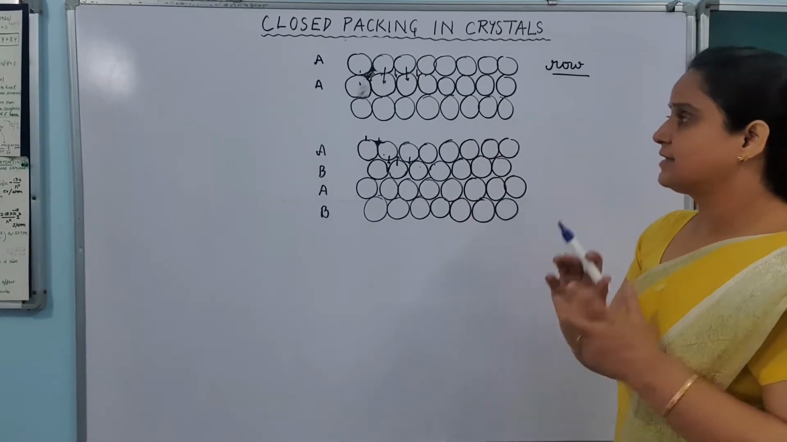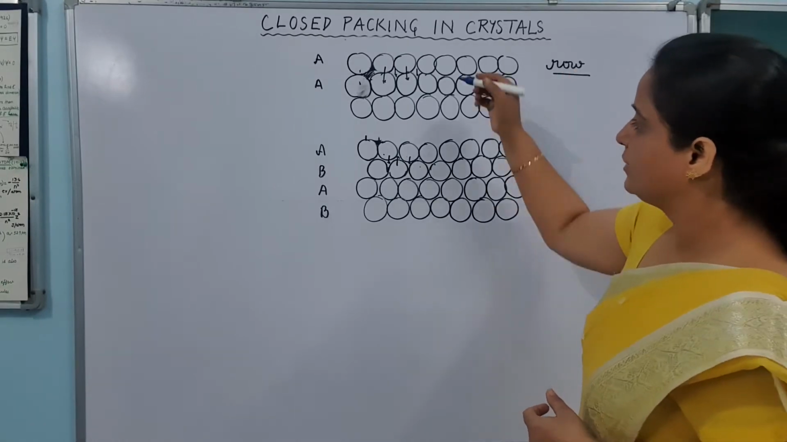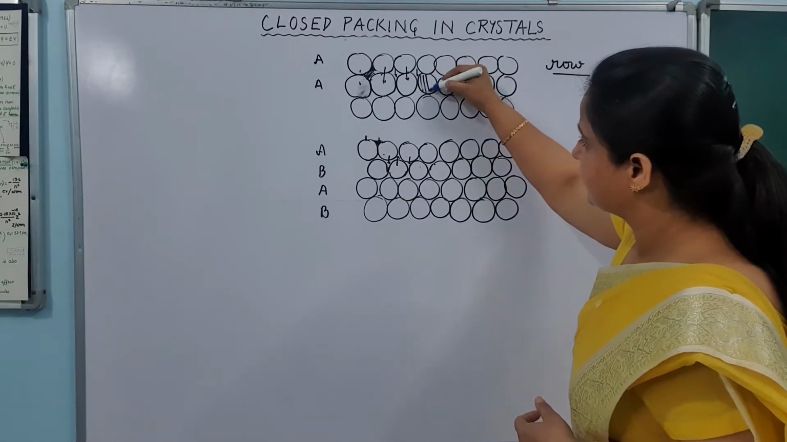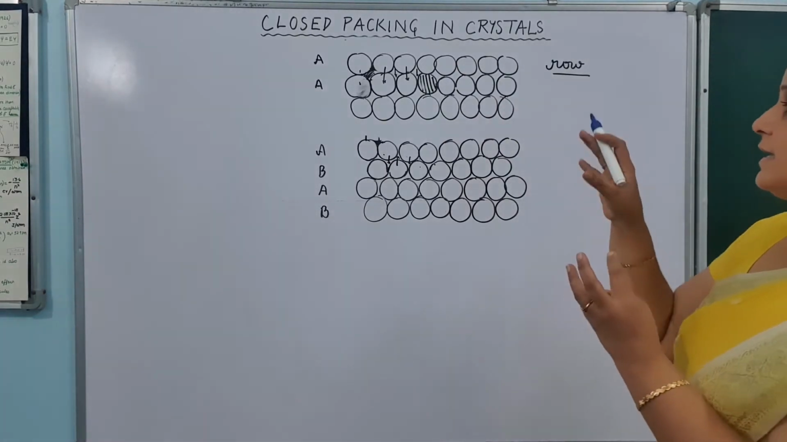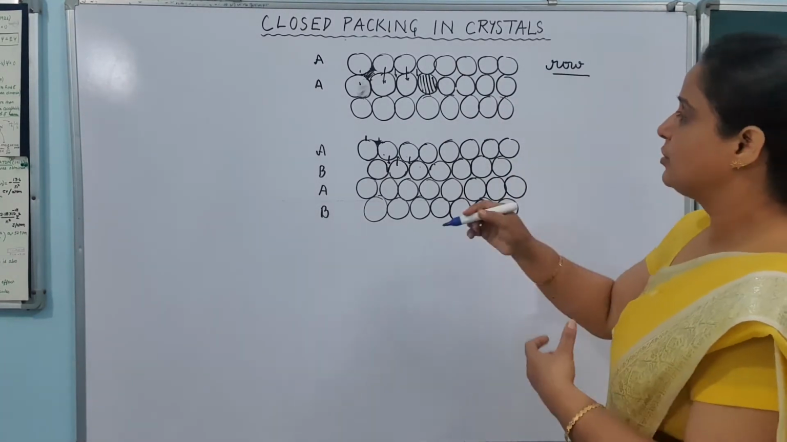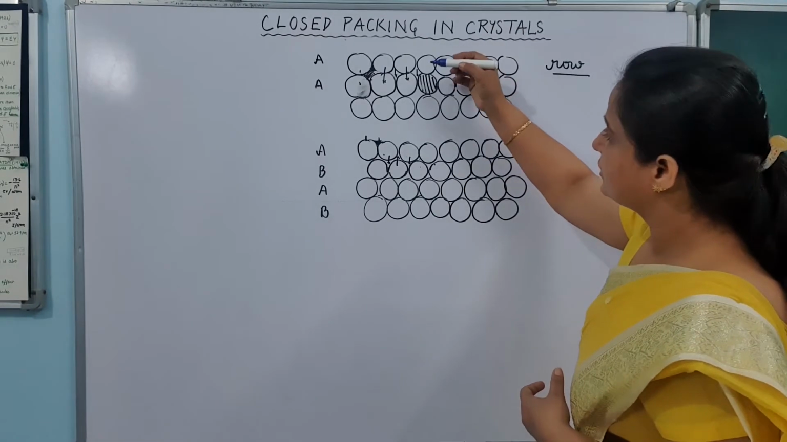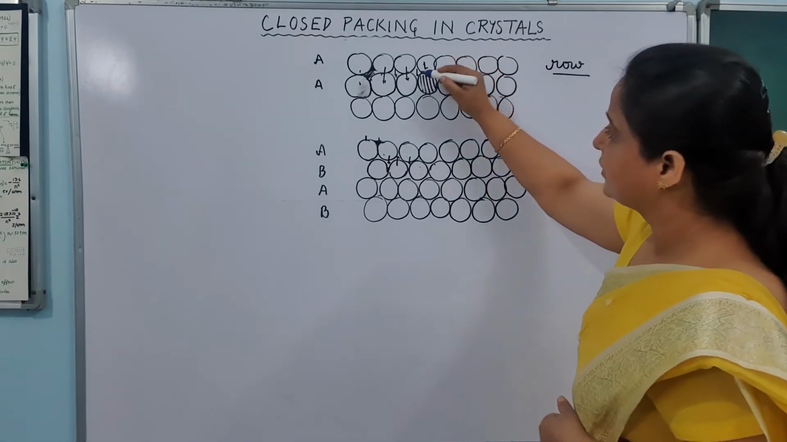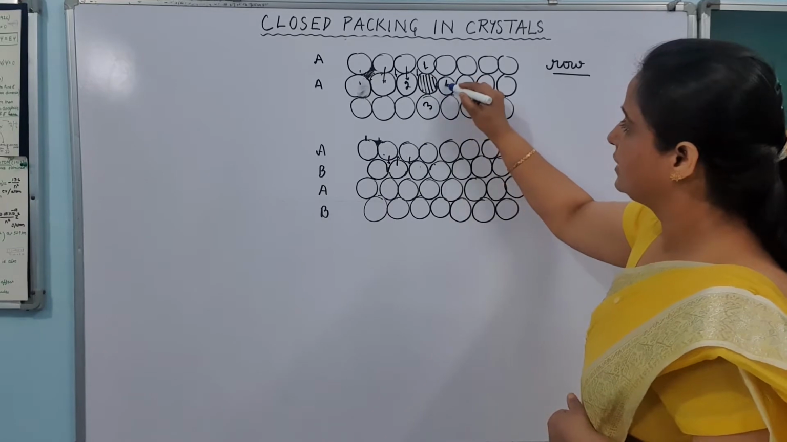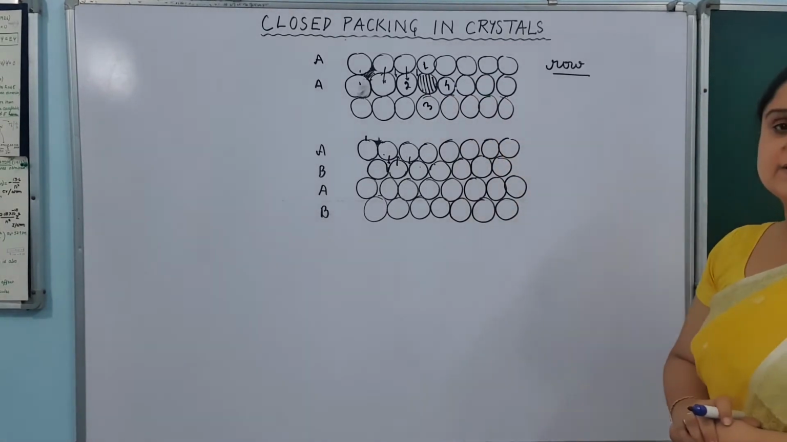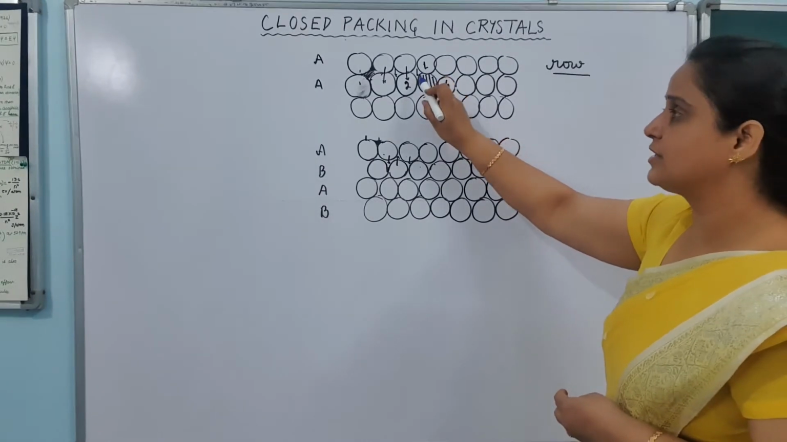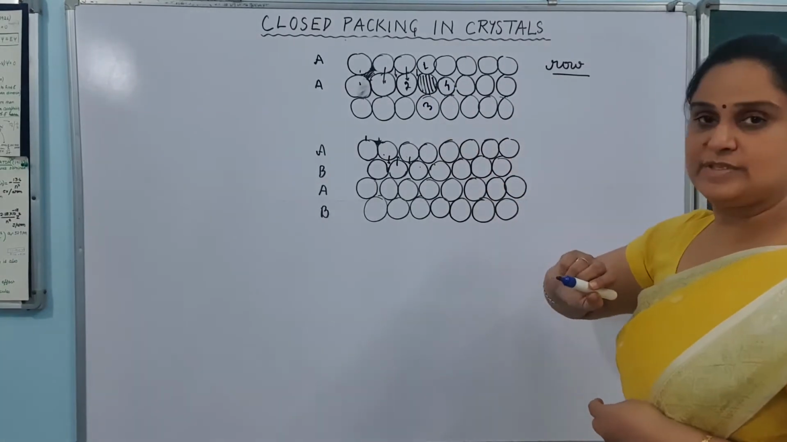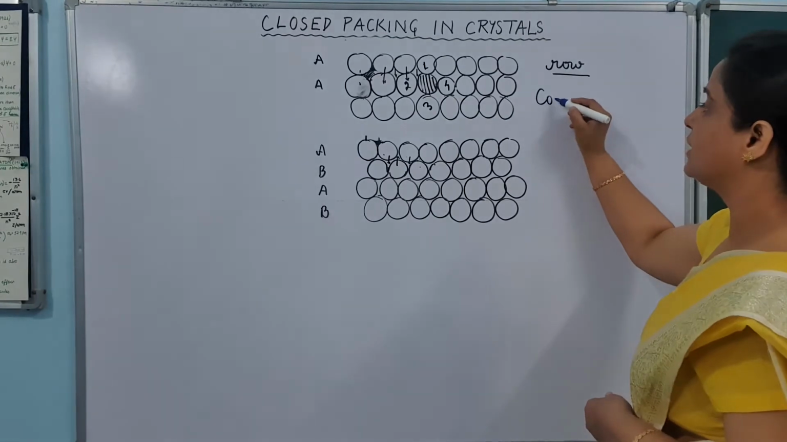Now let's understand the difference. If I am picking any atom here, suppose I am picking this atom, and I see with how many atoms it is touching. Can you tell me the number of atoms which this central atom is touching? 1, 2, 3 and 4. In this particular type of arrangement, this central atom is connected with 4 other atoms. So this is called its coordination number.